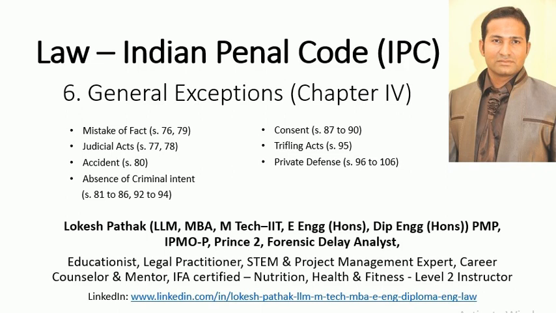As the name might have suggested, all these categories are exemptions. You can bear those exemptions, you can prove them, and then you will not be convicted of the offense. But knowing the procedure and the details of these is very important in order to obtain the exceptions. So: mistake of fact, judicial act, accident, absence of criminal intent, consent, trifling acts, and private defense. We will see all of them one by one.